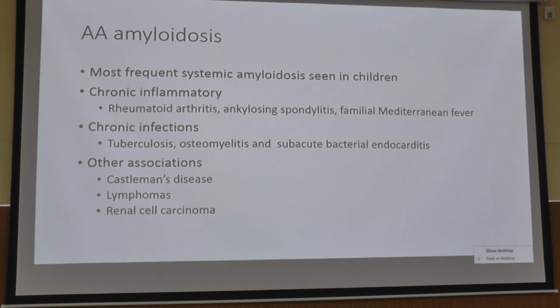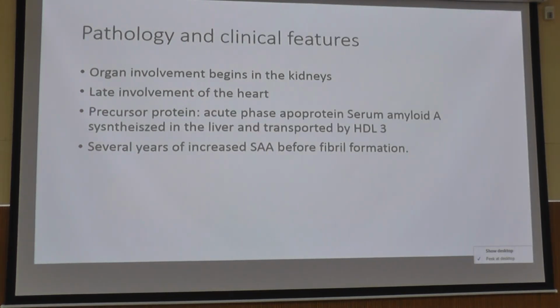Other conditions where you may develop multiple lymph nodes may be Castleman's disease or lymphoma. Just remember chronic inflammation and chronic infection. These are the two important components. For organ involvement, usually the kidneys are involved, and heart involvement is late.